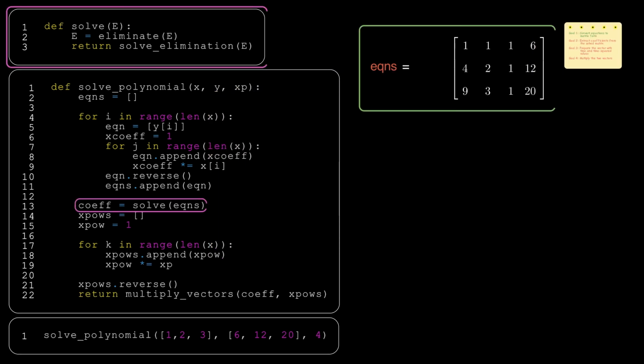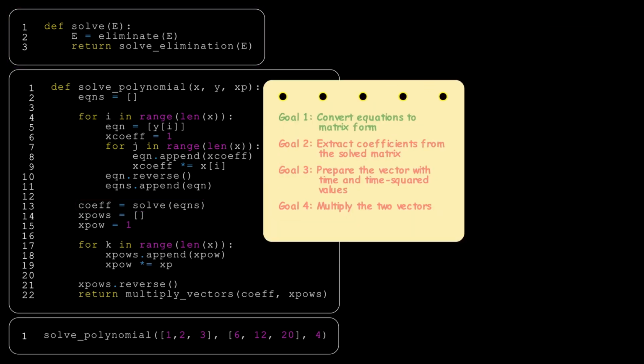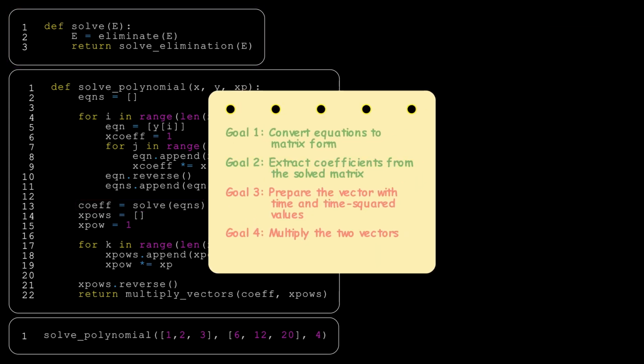We'll pass the system of equations to the solve function, which will calculate the coefficients a, b, and c. In our example, we get the values a equals 1, b equals 3, and c equals 2. We have achieved our second goal and obtained the coefficients a, b, and c. Let's proceed towards the next goal.